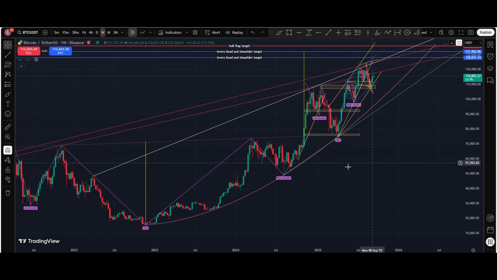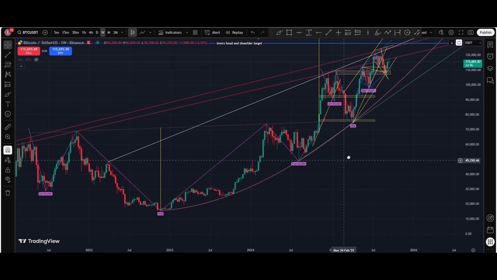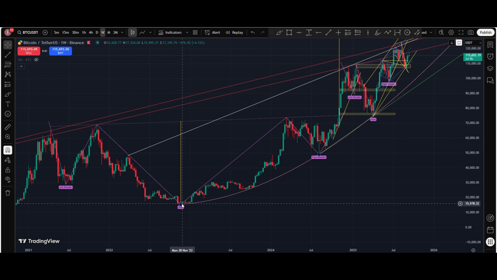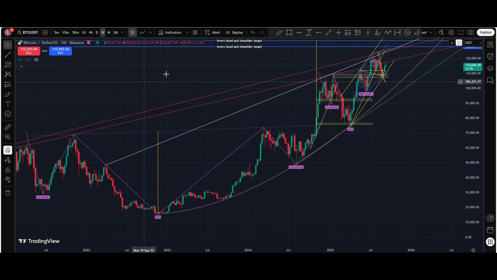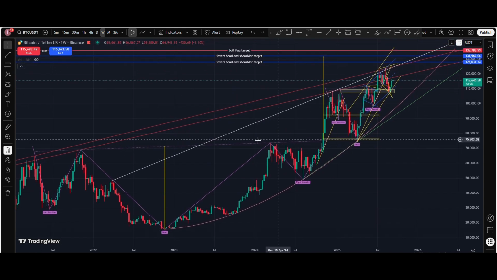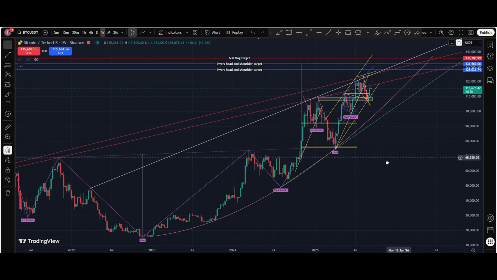So now you can see a curve trend line, and this trend line has 1, 2, 3, 4 touch points, and you can see a white trend line. This white trend line has 1, 2, 3, 4, 5 touch points, and the market respected these trend lines.